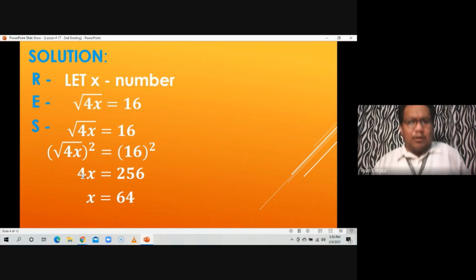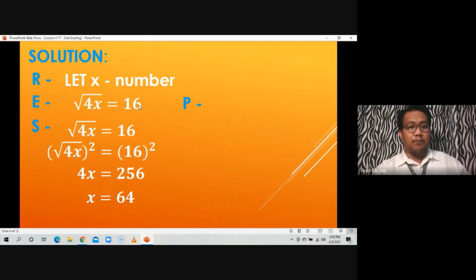Ngayon, i-check muna natin if that value of x is really the value of the variable or is really the number that we are looking for in the problem. So that's the proving that will follow. So in order for us to prove that the value of x is really 64, let's apply the proving. That is by substituting the 64 in the given equation that we formed. So we come up here with square root of 4 times 64 is equal to 16.